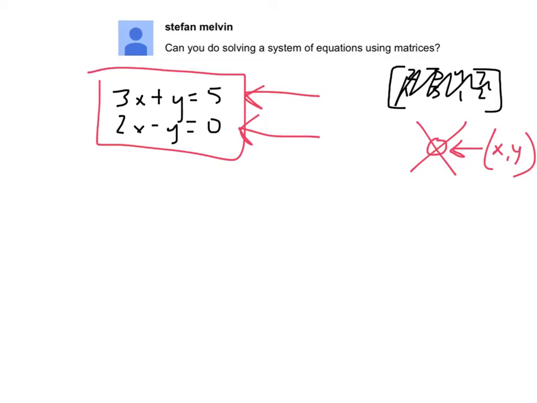You can do this by substitution, elimination, or here's another way right here. Or you can draw the lines and see where they cross, or you can type it in your calculator and then do the intersection thing and see where they cross. But we're going to do the one by solving with matrices.